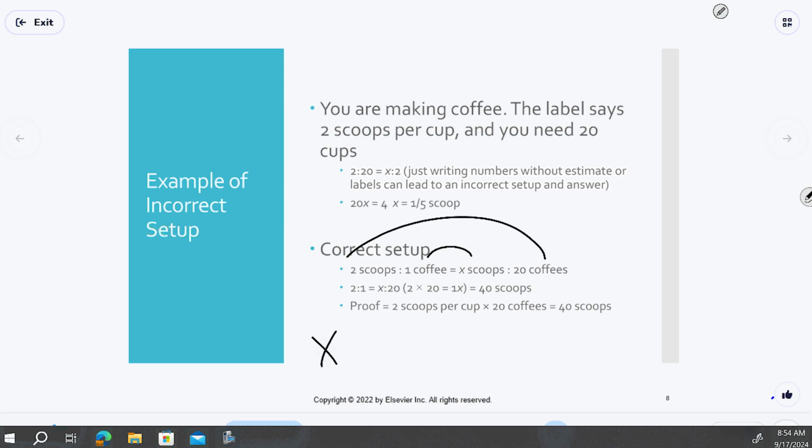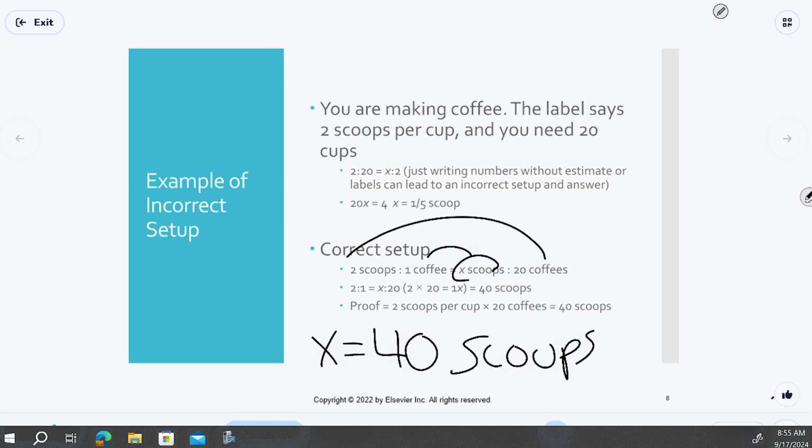I'm just doing multiplication because in the extremes is 2 times 20, which equals 40. And so again, my X was the scoops, so I bring that unit of measurement down. So it's saying that to make the 20 coffees, I need 40 scoops. And again, you can do this math in your head. I know most of you can, but it's just setup.